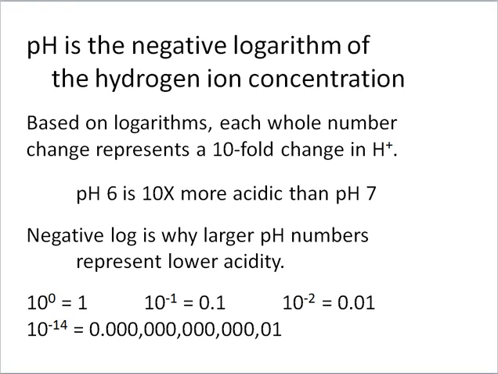Remember exponents? Remember 10 to the 0 power equals 1? Think of that 1 as the whole thing, as many hydrogen ions as possible. I don't even know what to call 10 to the minus 14, but it's a really small number, almost 0, as in almost no hydrogen ions. One more thing, because we're working with exponents, every whole number change in pH represents a 10-fold change in the hydrogen ion concentration. That wasn't too bad, was it?